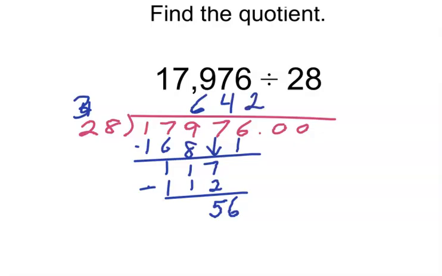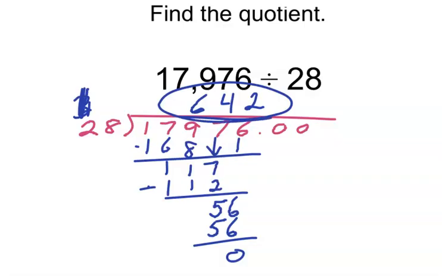So 2 times 8 is 16. 2 times 2 is 4, plus 1 more is 5. Wow. Okay, I don't need to use those extra zeros because it comes out even. The quotient is 642. So 28 goes into 17,976 642 times.